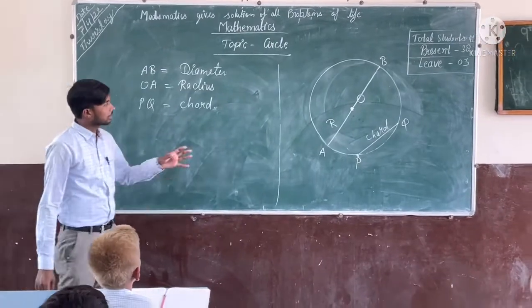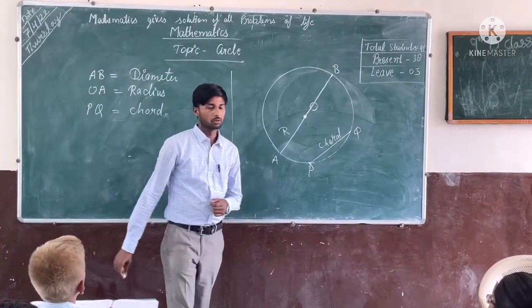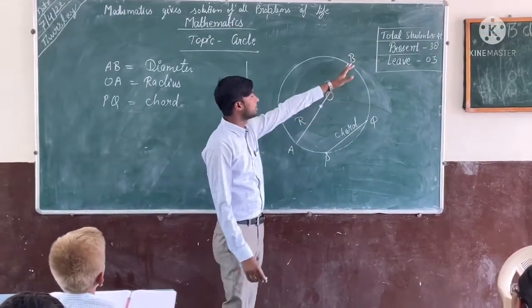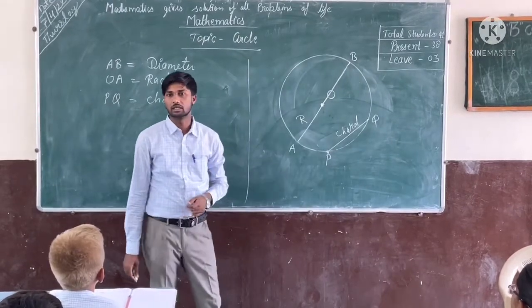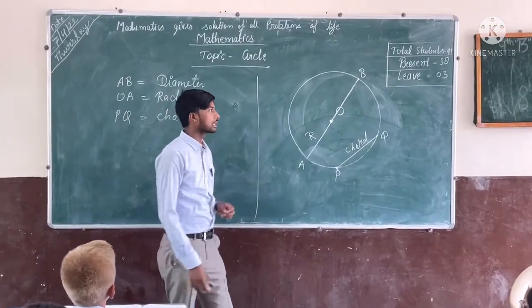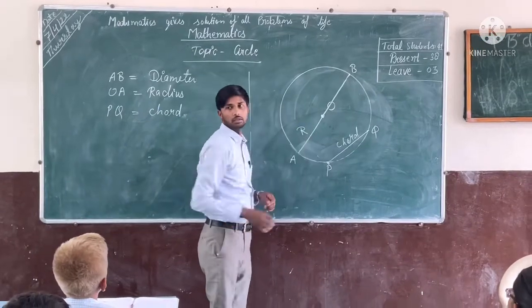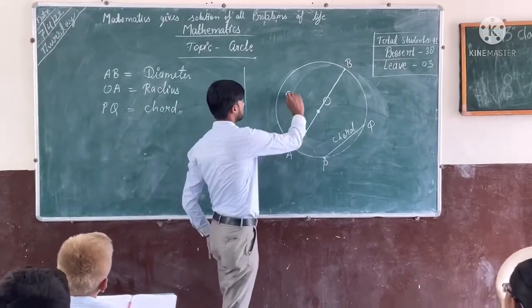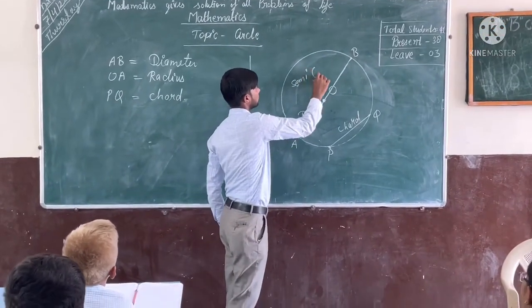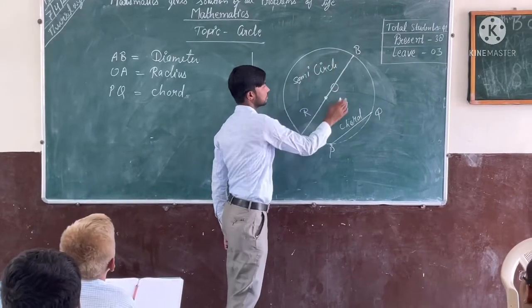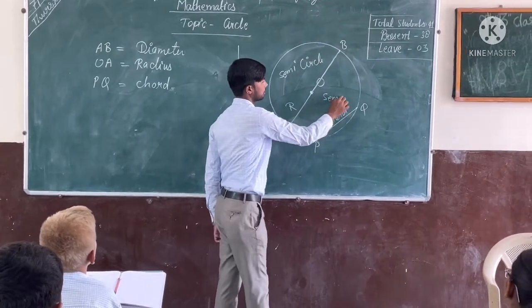Now there are some other parts of the circle also. As you can see, this diameter is dividing the circle into 2 equal parts, and these 2 parts are called semicircles. This is one semicircle and the other one is this semicircle.